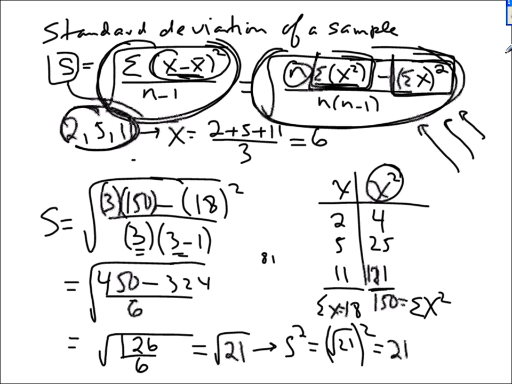I didn't have to find x minus x bar for every data point. In our case, there's only 3 points of data, so it wasn't so bad. But when you have 10 points of data, you don't want to compute x minus x bar 10 times and then square it. My advice is to use the second formula and not make those silly errors.